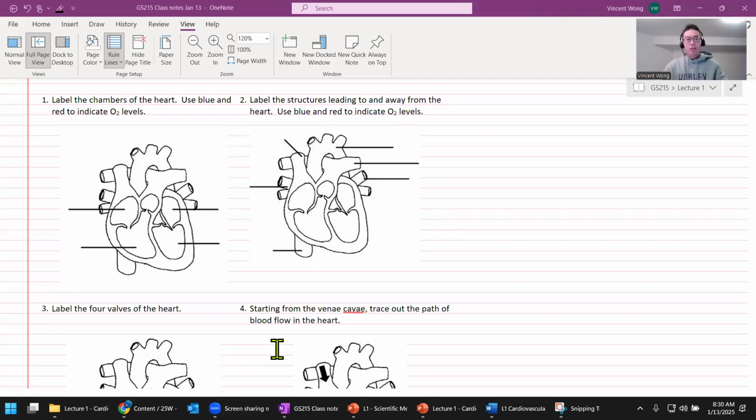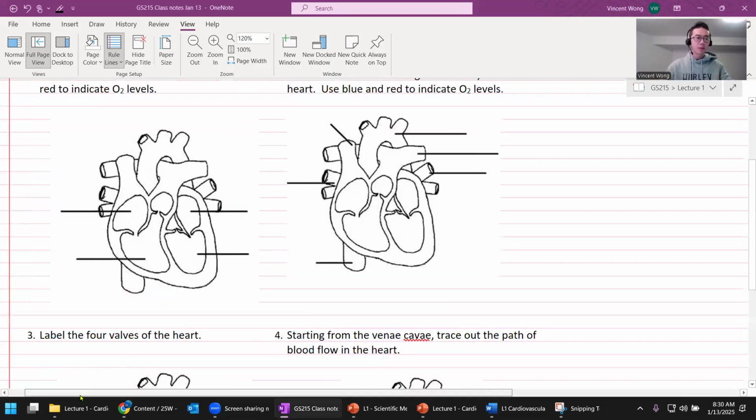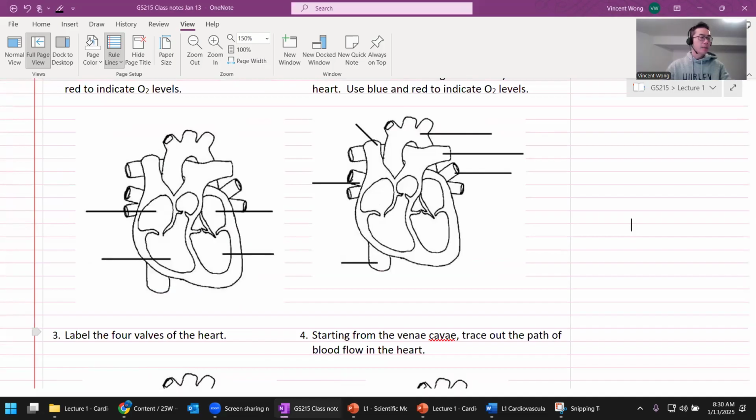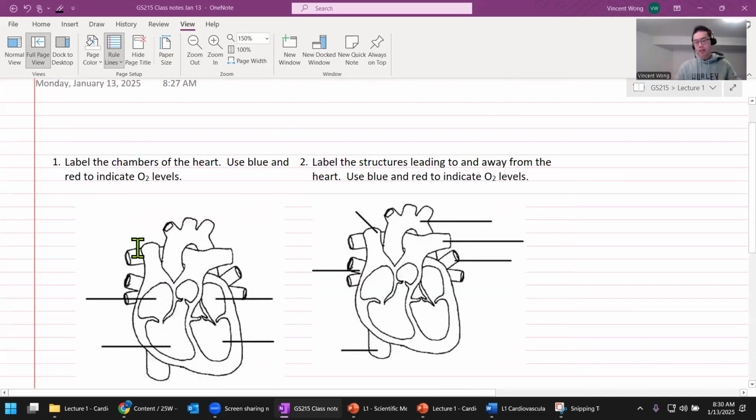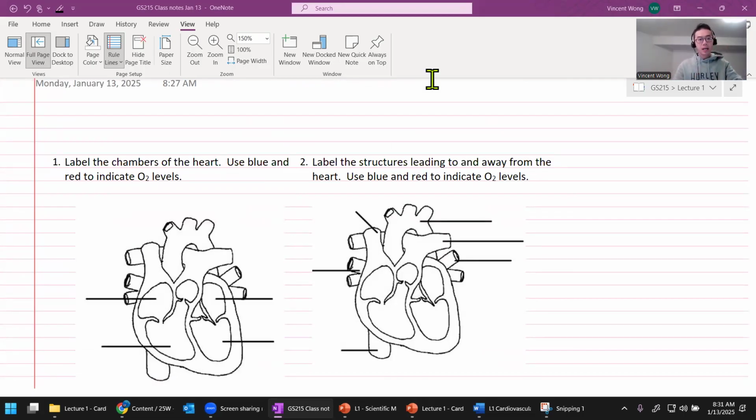Today, we are going to finish the cardiovascular system lecture, but first, let's begin with a little bit of review, just to go through some of the stuff that we talked about last class. These are diagrams that are taken from the study guide. So if you have them with you, let's take a look at them together.